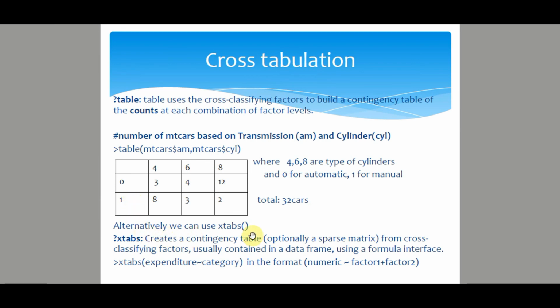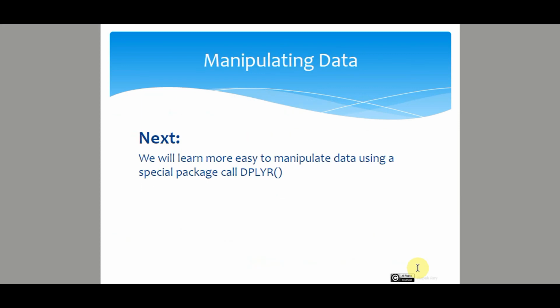Alternatively, we can also achieve this by using another function called xtabs. The only difference using xtabs is that it uses a formula interface, for example xtabs expenditure tilde category, in the format numeric tilde factor 1 plus factor 2. Next, we will learn an easier way to manipulate data using a special package called dplyr.